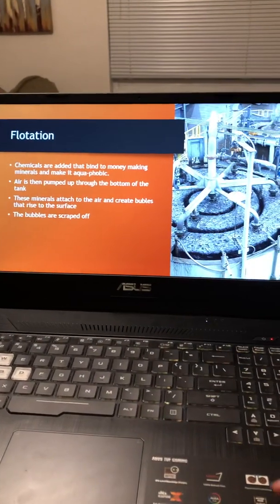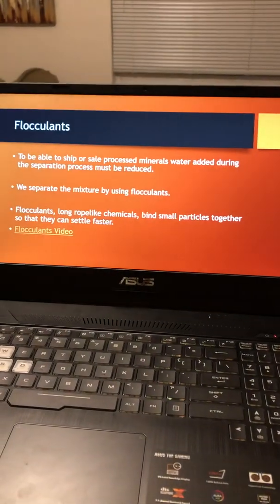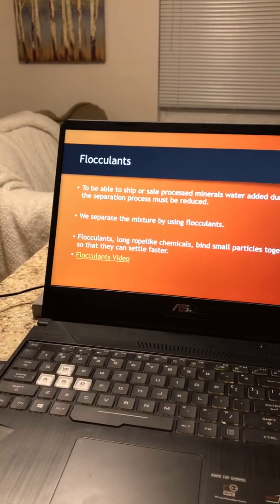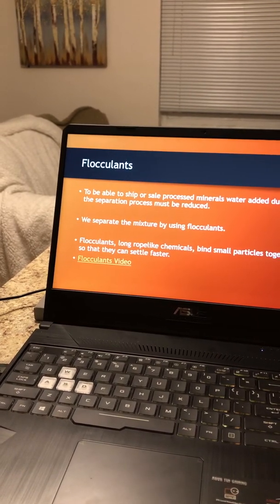Even though they're denser than water, they're still able to rise because they don't really want to be touching the water. They want to be touching this air that's going up, and they're so small that they can do that. And then we can scrape those bubbles off the surface and collect that copper. But we still have a lot of water in the system that we need to reduce.